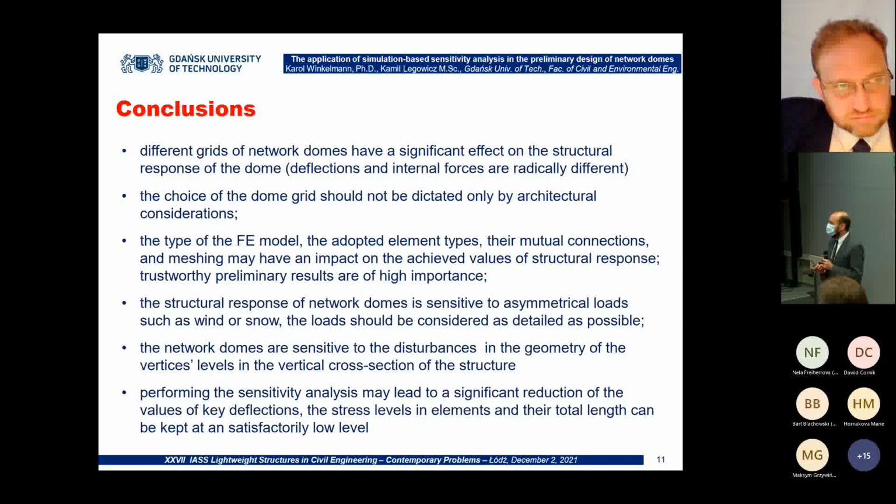The structural response is sensitive to asymmetrical loads such as snow, because in order to have different results, we have moved the snow load upon the structure and the structural response also changed. And the disturbances also implement changes in the state of the structure in terms of stresses and strains.